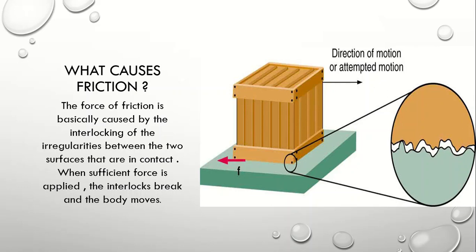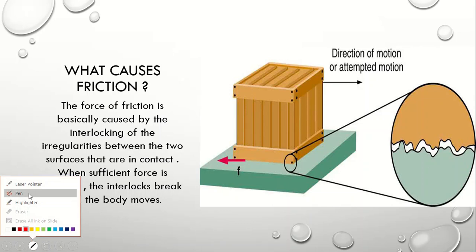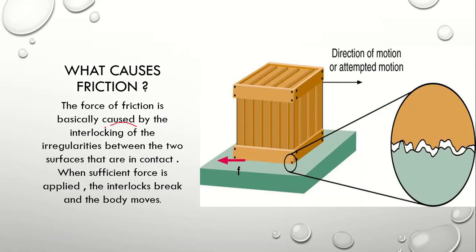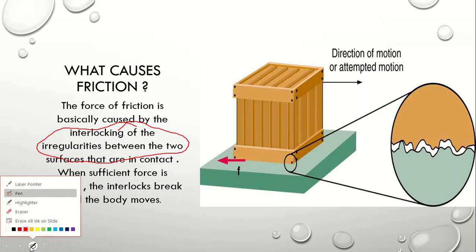Such kind of interlocking automatically happens when two surfaces are kept in contact with one another. So what causes friction? Friction is caused due to the interlocking of the irregularities between two surfaces. So let us mark this interlocking of the irregularities between the two surfaces in contact. This is very important to note.